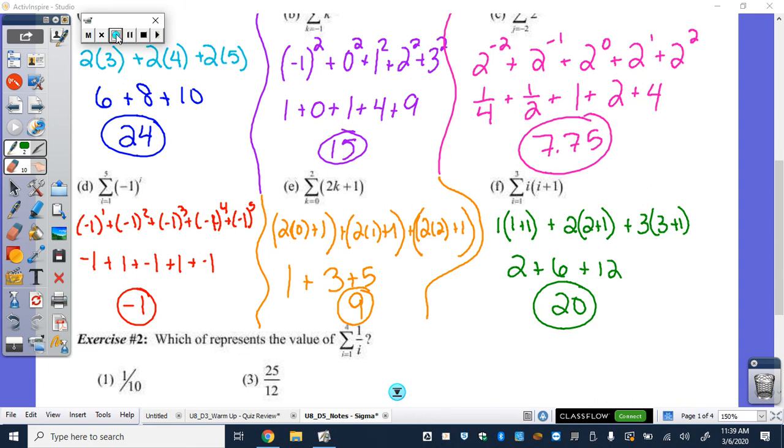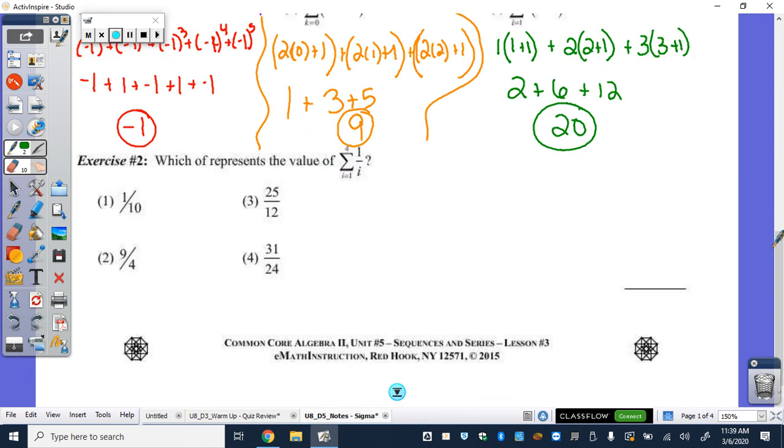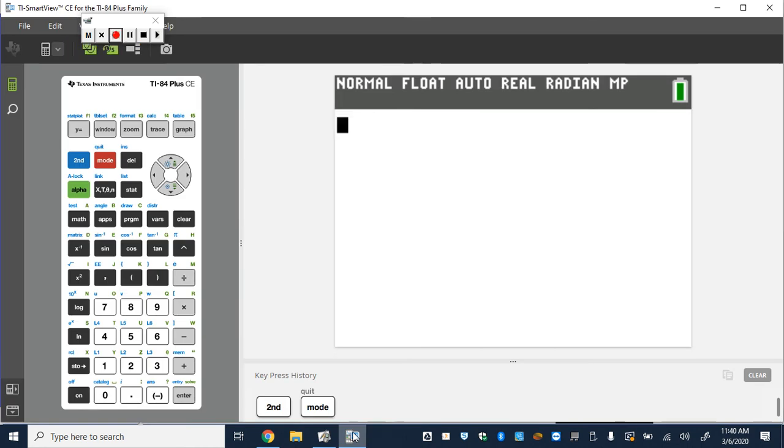So number 2 down here. Which of the following represents the value of the summation going from 1 to 4 of 1/i? There is a way to do this in your calculator. So we go to our calculator.